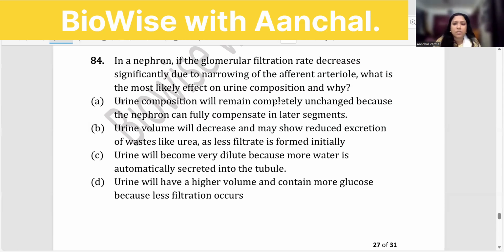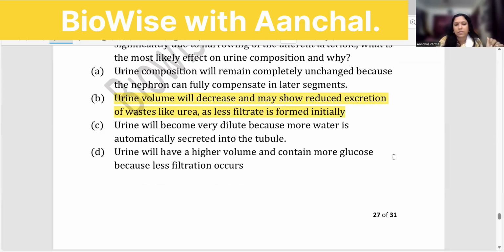So, urine composition will remain completely unchanged? No. Urine volume will decrease and may show reduced excretion of waste like urea, as less filtrate is formed initially. Urine becomes very dilute? No. Urine will have higher volume? No. So the answer is justified. Is it correct? Right? So 84, B is the right answer.